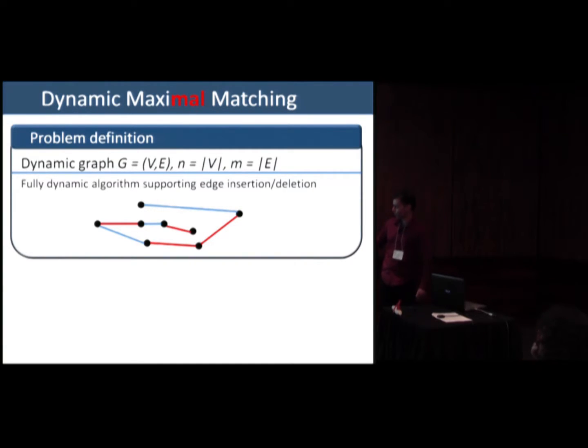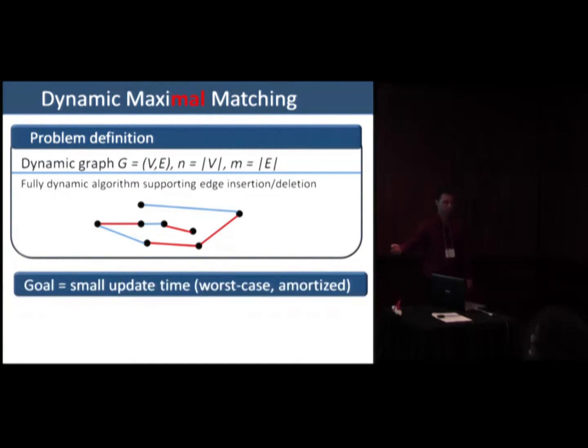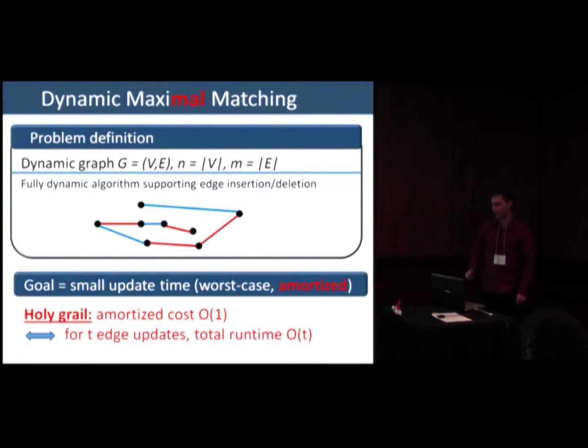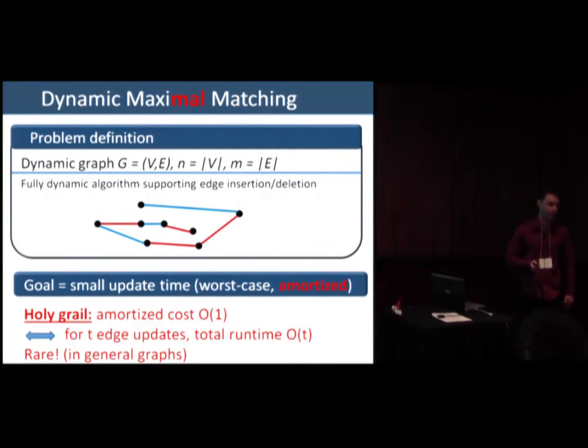And what we want to do is to get as small an update time as possible. And we're going to focus today on the amortized bound. So the holy grail is to get a constant cost. And this means that if we have t edge updates in total, then we want the total runtime of the algorithm to be linear in t. And that's quite rare, actually. If you're looking in the area and you're considering general graphs, then usually you'll get a super constant amortized cost.